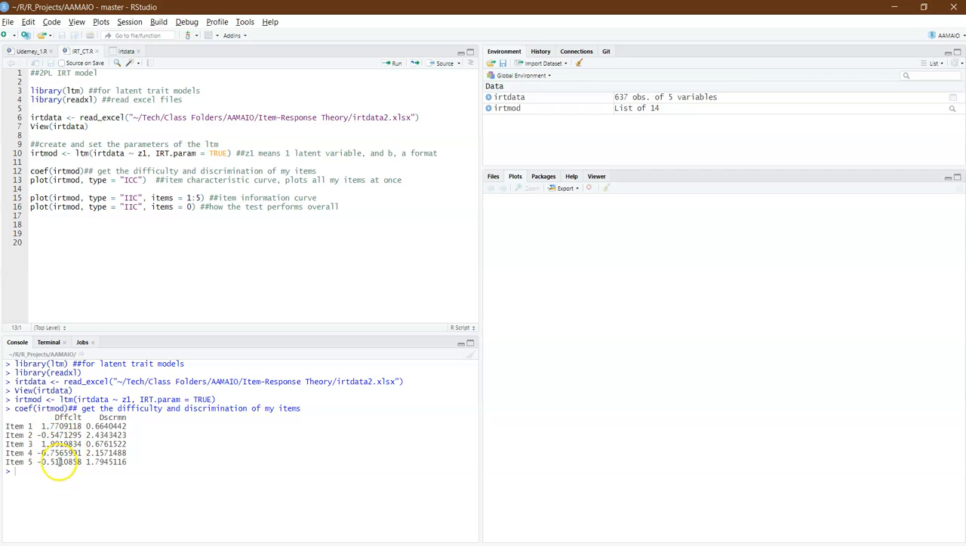So from that knowledge, I can see that item 1 and item 3 are very difficult. Item 3 is actually almost 2 standard deviations above the mean. However, items 4 and 5 are all negative. They're all below the mean. They're at least 0.5 below the mean. Item 4 is closer, like 0.75, so not quite to -1 standard deviation below the mean, but these are easier questions.